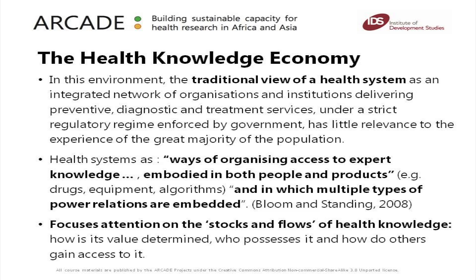So the knowledge might be in a drug, it might be in a piece of equipment, it might be in a computer algorithm on a smartphone. And we see the health system as one in which multiple types of power relations are embedded. There are lots of actors in these health systems: all the different types of providers that I've mentioned, the patients themselves, their carers, their families, their communities, politicians, health officials, and so on. And lots of different power relationships between those actors determine whether an intervention will succeed or fail.